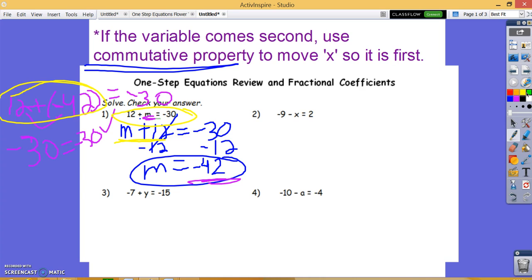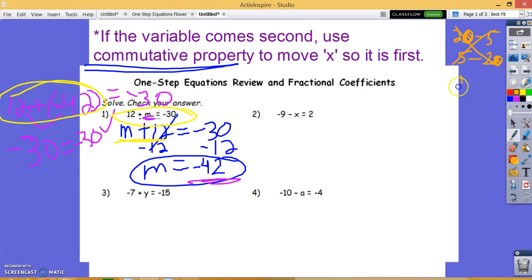Okay, so the next problem. This is a trickier problem: negative 9 minus x equals 2. The reason it's tricky is because you can't swap things around with subtraction. Let me give you an example. You don't need to write this out, you can just watch. If I say 20 minus 5, we know that's 15. But if I say 5 minus 20, that's a totally different problem. That would be negative 15. So you can't just switch things around with subtraction.